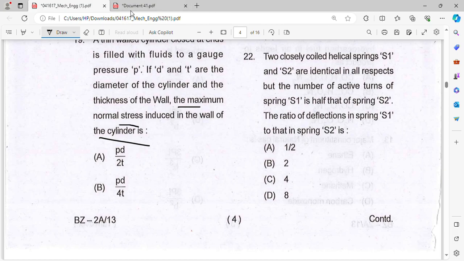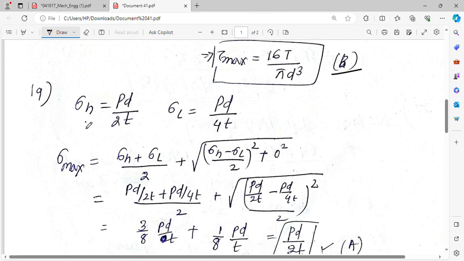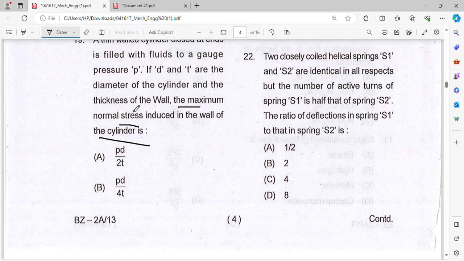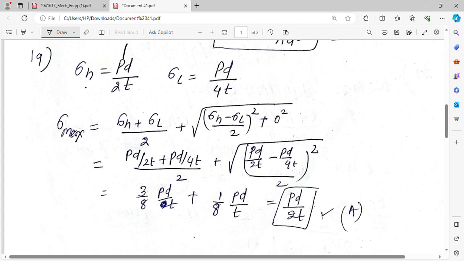We know the hoop stress is PD by 2t and the longitudinal stress is PD by 4t, where t is the thickness, D the diameter, and P the gauge pressure. So we know the maximum stress is sigma H plus sigma L divided by 2, plus root over of sigma H minus sigma L by 2 whole square plus 0, where 0 means shear stress is 0.